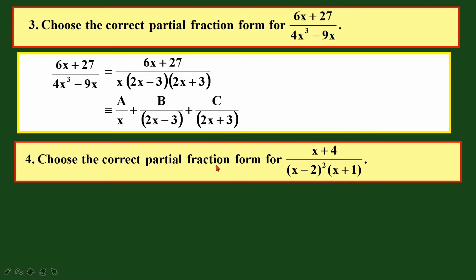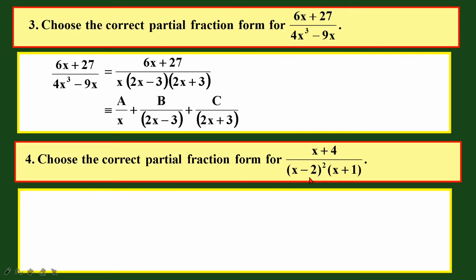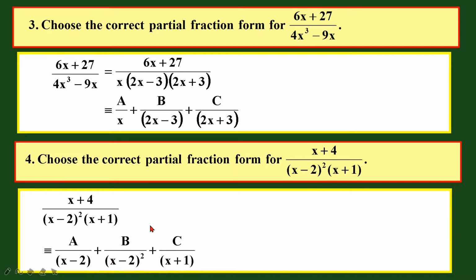Next one, if I have something like this, you look at this and say, oh, that's a repetition. So let's check it out. What we are going to have here is, for the repetition, A over the first linear factor, followed by B over the repetition, and finally C over the third bracket here.